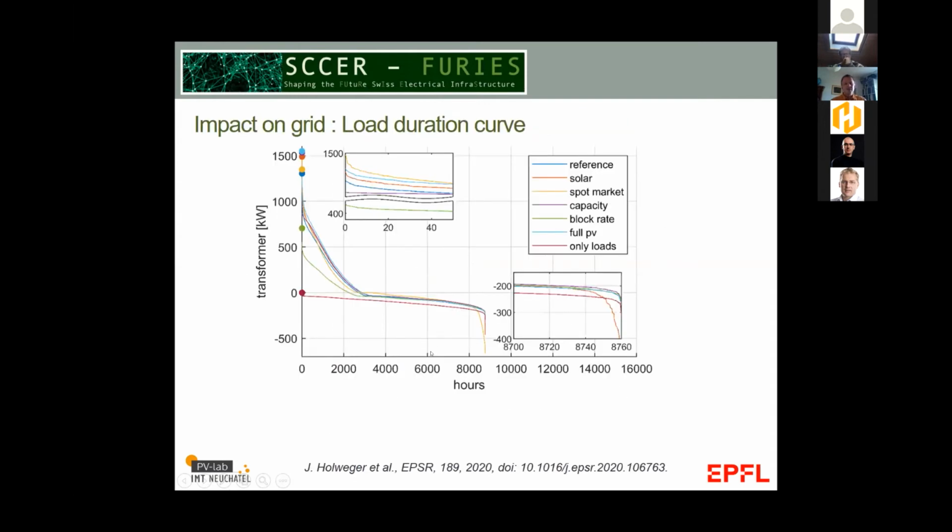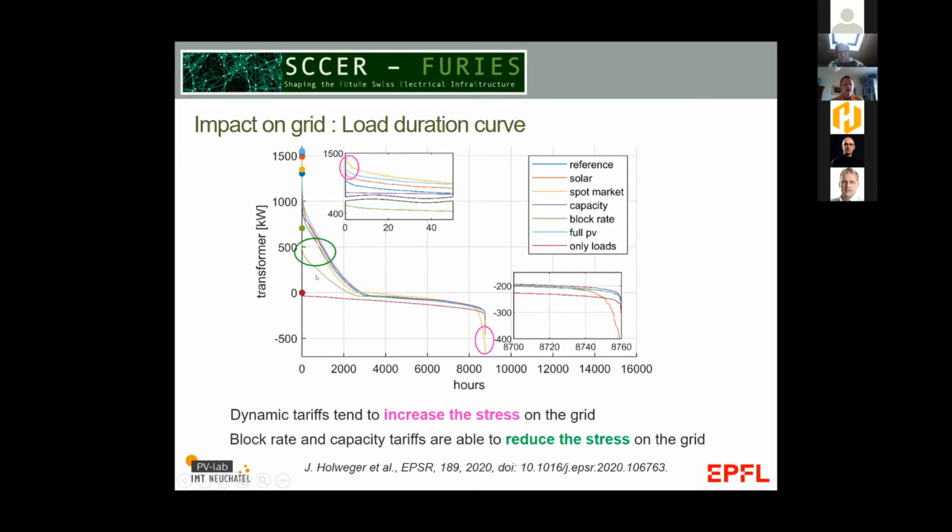We see also quite an important impact on the load duration curve from these different tariffs. The curve that you have here, the red one, well, not really red, is the one which is given only by the loads. And we see that dynamic tariffs tend to increase the stress on the grids with quite important import or export peaks, while block rate or capacity tariff tends to reduce the stress on the grid.